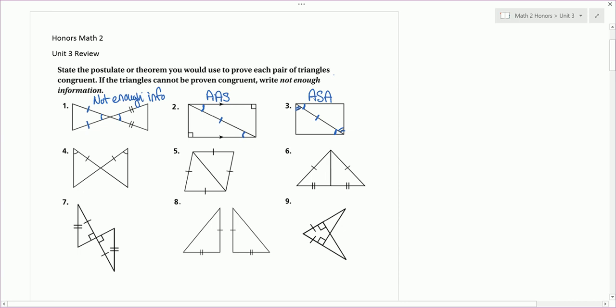Number four, you have two lines crossing, so whenever you have that, you're working with vertical angles that are congruent. Looking at corresponding angles and corresponding sides, we have angle, side, angle congruence. Number five, we have a shared side, and we have correspondence. We can say one of the lengths in the triangle on the left corresponds to one of the lengths in the triangle on the right. Again, we have the left corresponding with the right, so we have side, side, side.